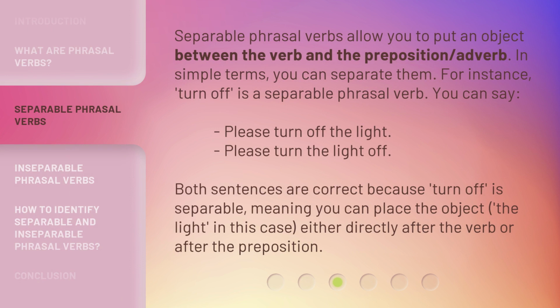Separable phrasal verbs allow you to put an object between the verb and the preposition or adverb. In simple terms, you can separate them. For instance, turn off is a separable phrasal verb. You can say, please turn off the light. Please turn the light off. Both sentences are correct because turn off is separable, meaning you can place the object, the light in this case, either directly after the verb or after the preposition.